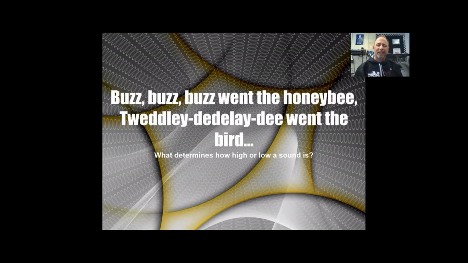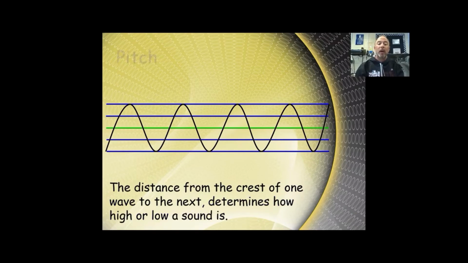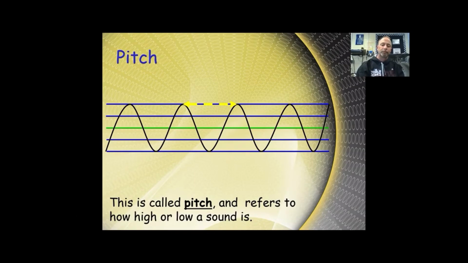Really? Kids these days. So what determines how high or low a sound is? Well, the distance from the crest of one wave to the next determines how high or low it is. We refer to this in terms of sound as its pitch. Not throwing the baseball or the softball, but pitch refers to how high or how low a sound is. It's bold-faced.